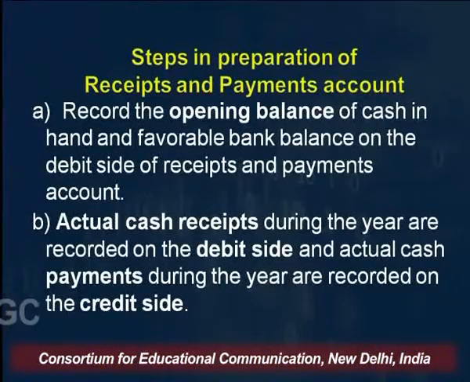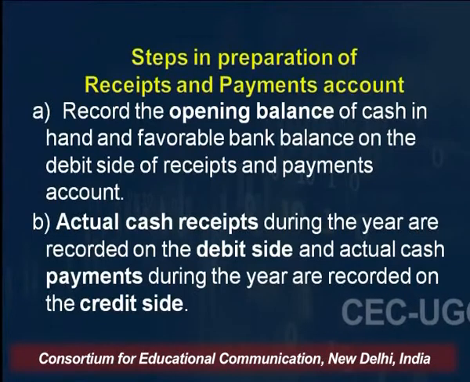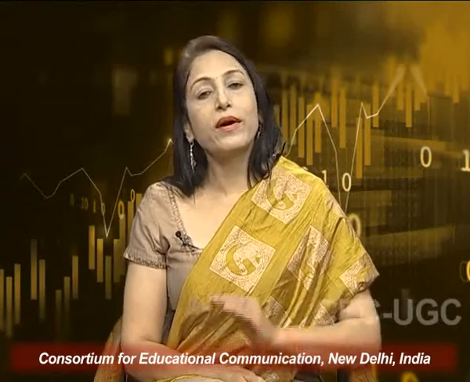The second step would be that the actual cash receipts during the year are recorded on the debit side and the actual cash payments during the year are recorded on the credit side, right? Irrespective of whether they are capital nature or revenue nature, or belong to the current year, previous year or even the subsequent year, the only condition is that we should have received the cash this year, and for payment the same rule is applicable.